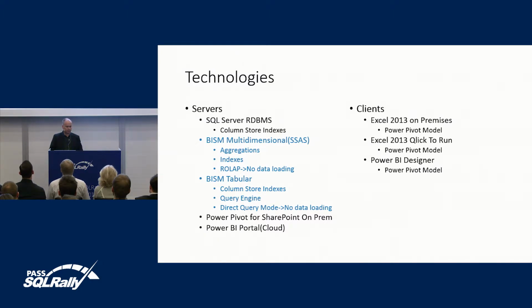And on the client side, you have Excel 2013 on premises, where you can actually build a model with column store indexes, and yeah, the VertiPaq engine or Power Pivot. It's actually Power Pivot there as well. And you have Excel 2013 Click to Run. That's the Power BI version of Excel. So the Excel 2013 on-premises version is one that gets new releases each second or third year, something like that. And for the Click to Run, Microsoft adds features all the time, every second month or so.